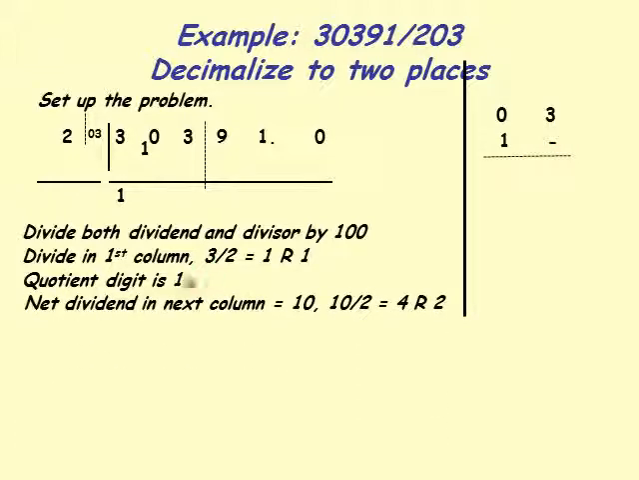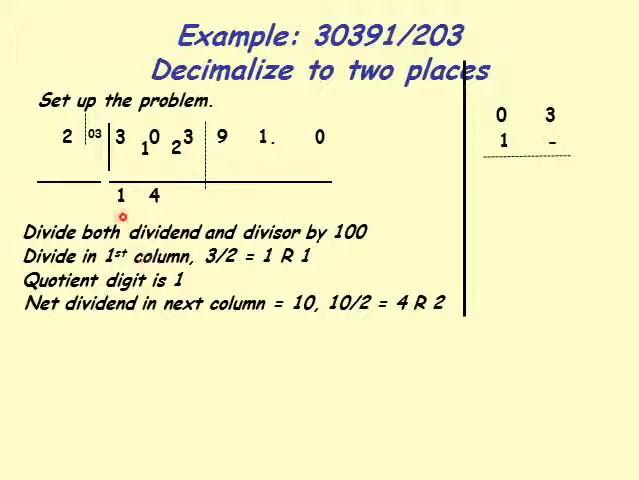Next, the net dividend in the next column is 10. 0 times 1 is 0, 10 minus 0 is 10, and this is 10 here. We divide by 2, and I use an alternate remainder, 4, remainder 2. You can try using 5, remainder 0 if you feel like it, but I use 4, remainder 2. So we got a 4 and a 2.